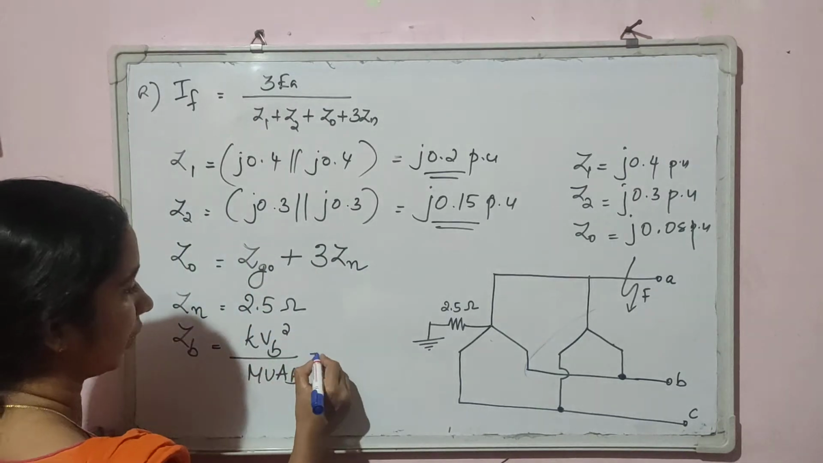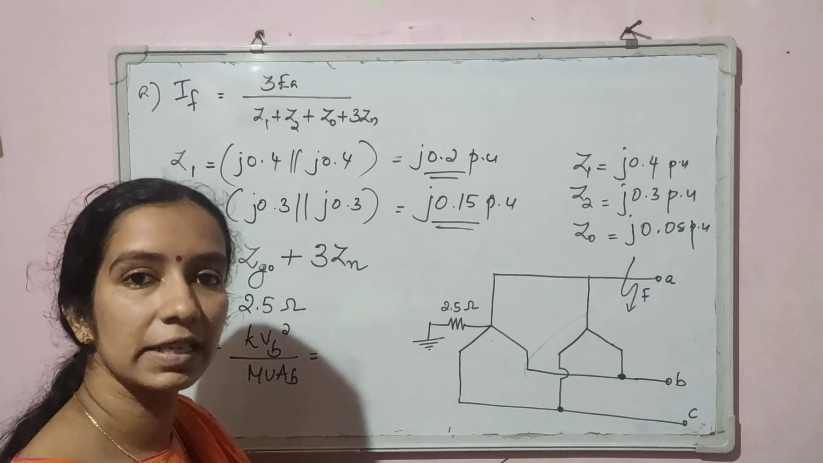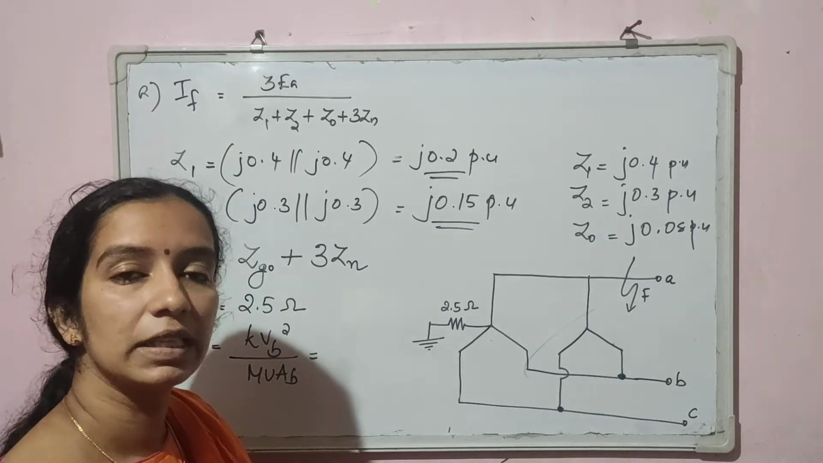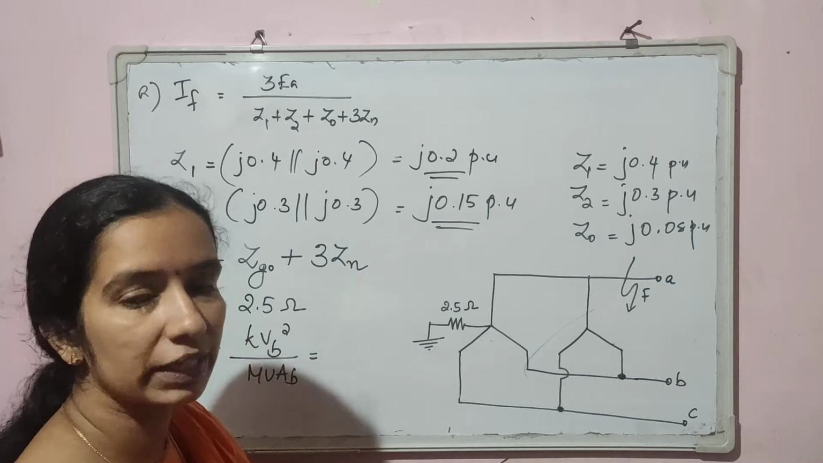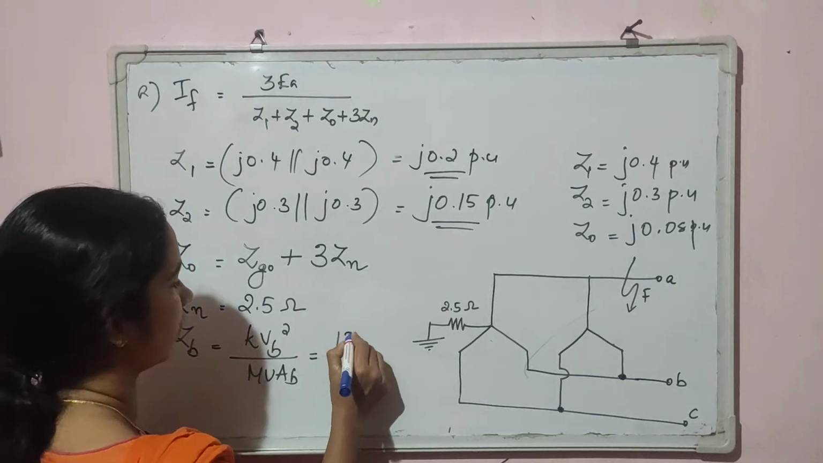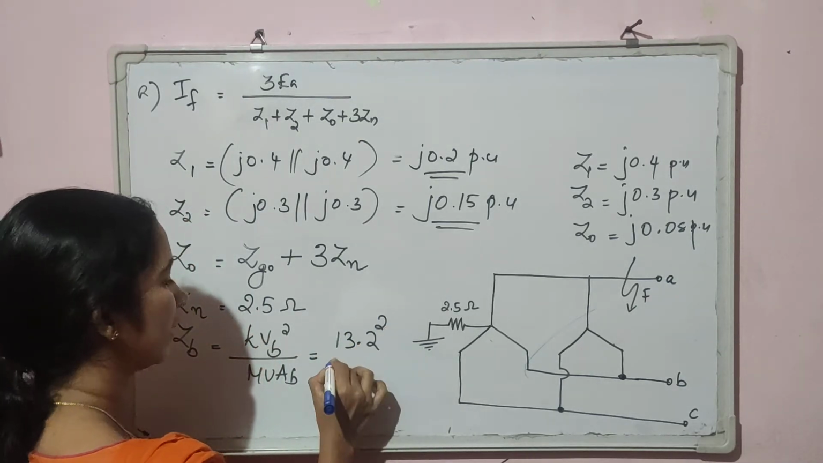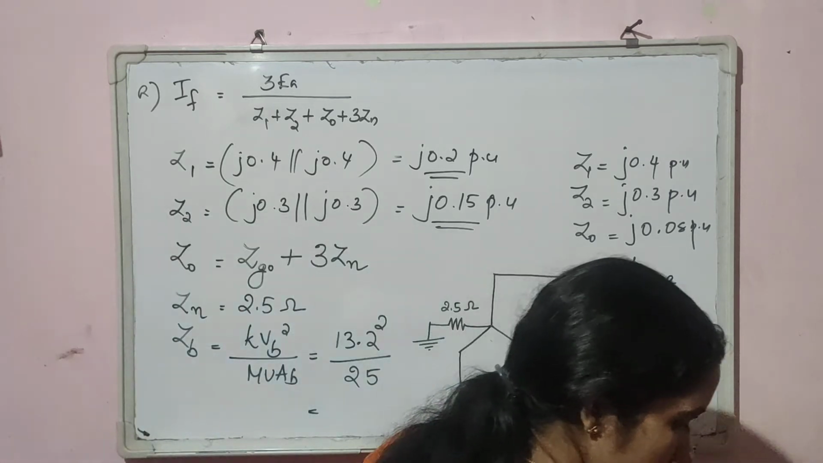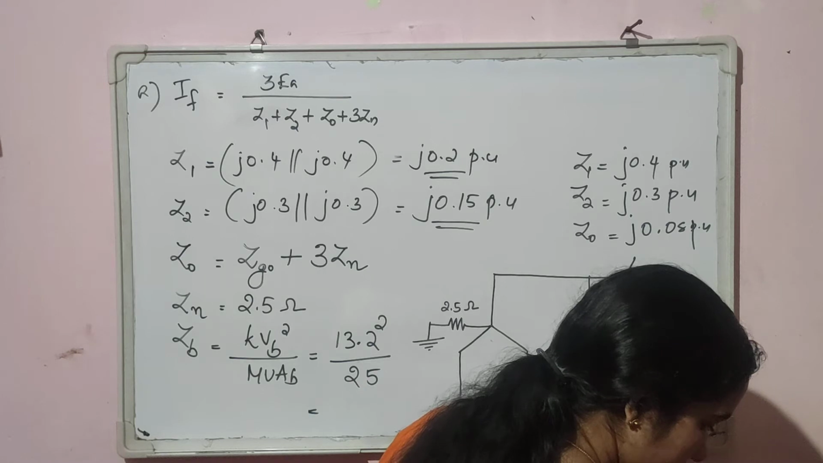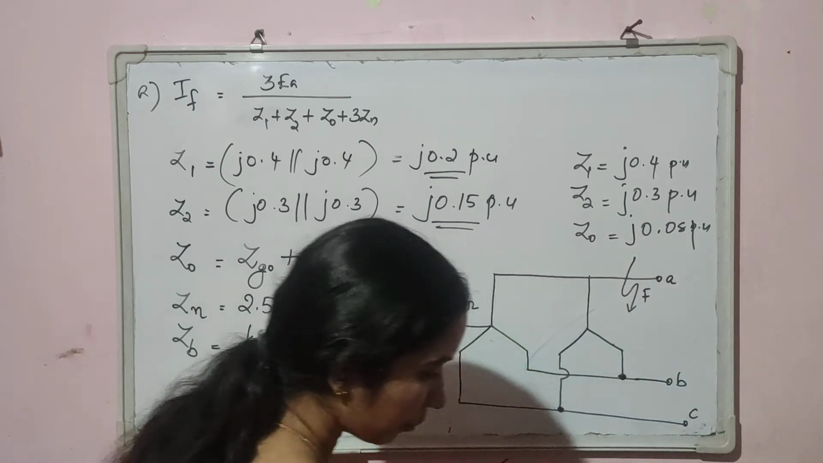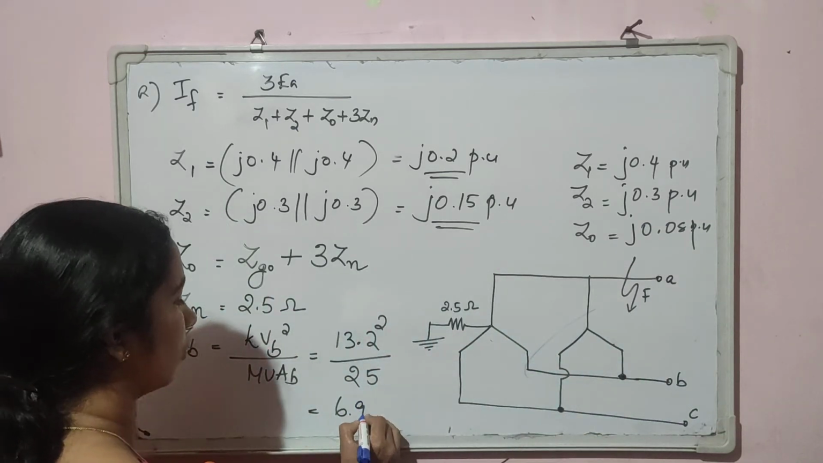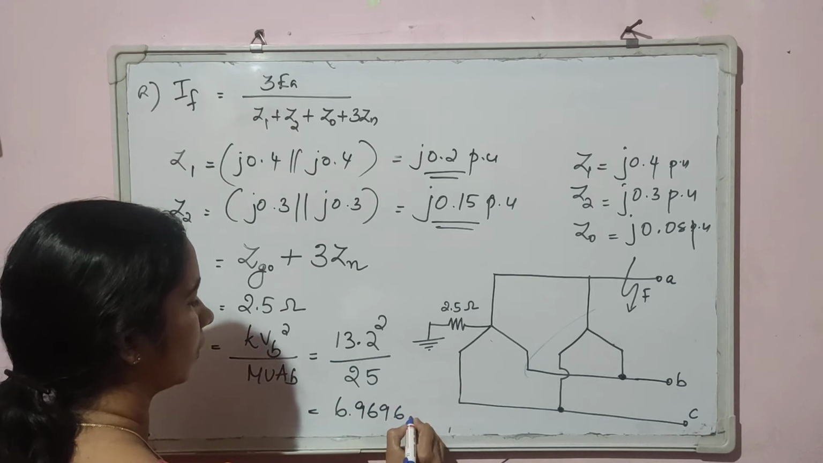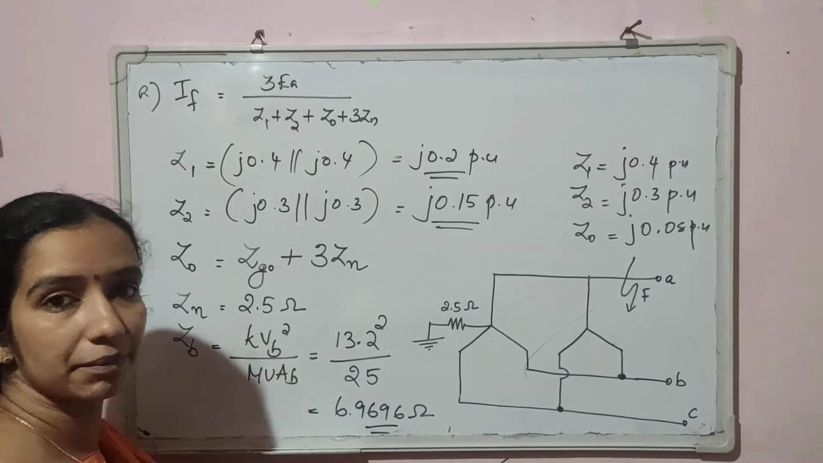Okay, so in the question, it is given that the generator alternator is having a rating 13.2 kV and 25 MVA. So this will be 13.2 square divided by 25, and the answer will be, the base impedance is equal to 6.9696 ohm. So we got the base impedance.